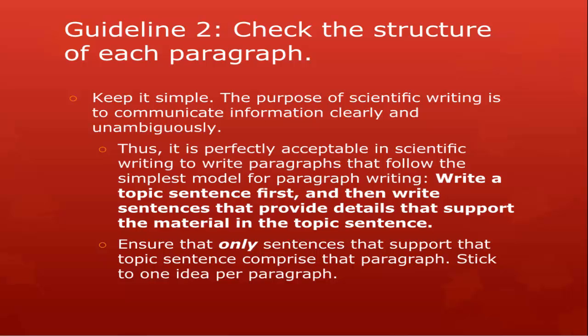Guideline 2. Check the structure of each paragraph. Keep it simple. The purpose of scientific writing is to communicate information clearly and unambiguously. Thus, it is perfectly acceptable in scientific writing to write paragraphs that follow the simplest model for paragraph writing. Write a topic sentence first, and then write the sentences that provide details that support the material in that topic sentence. Ensure that only sentences that support the topic sentence comprise that paragraph. Stick to one idea per paragraph.